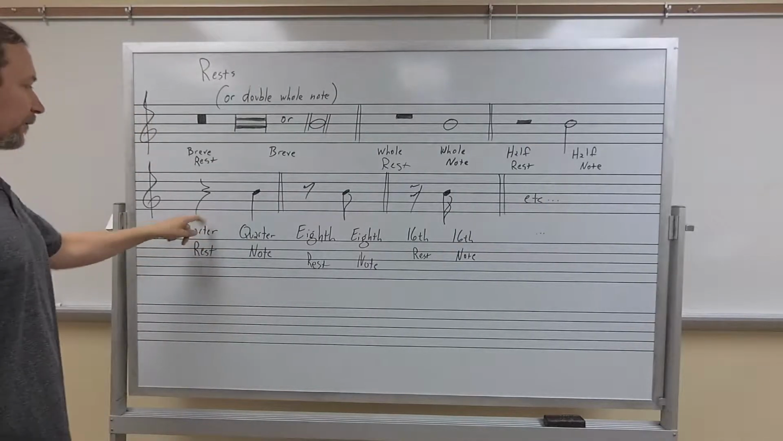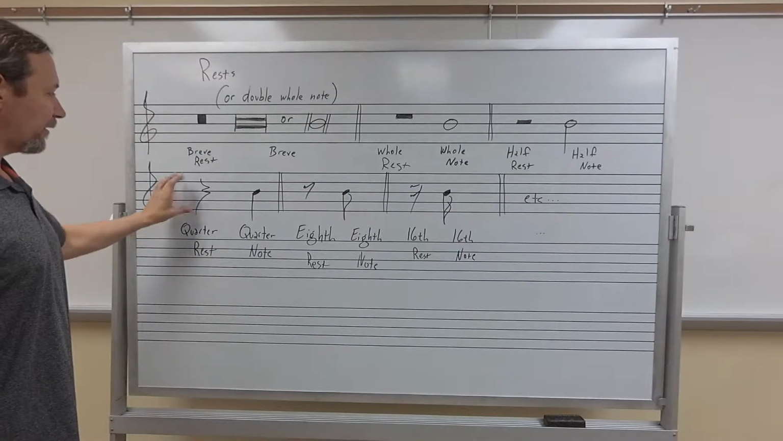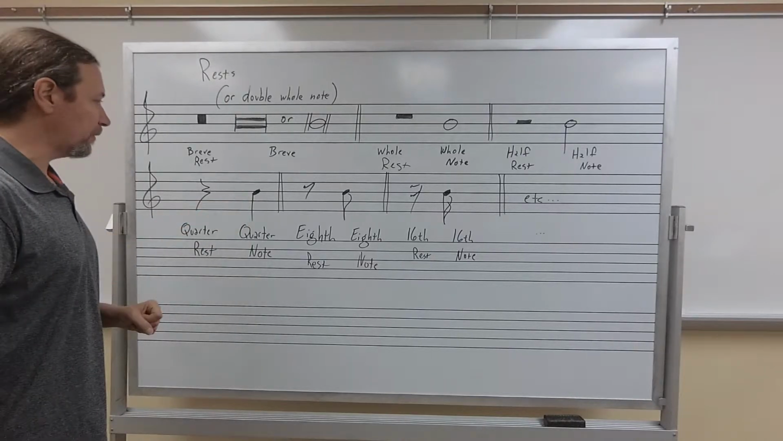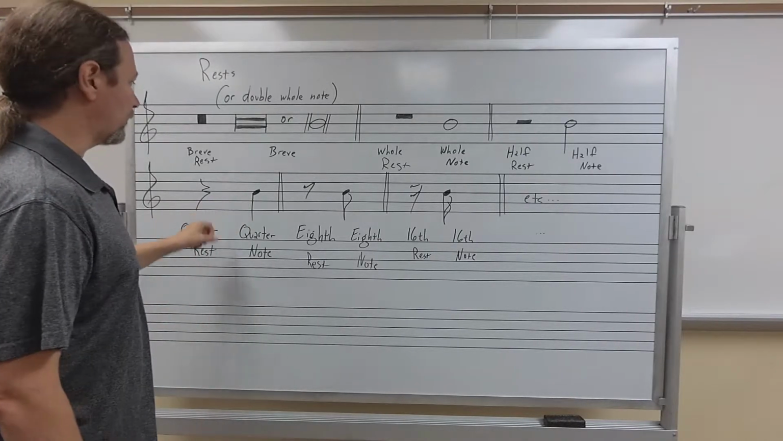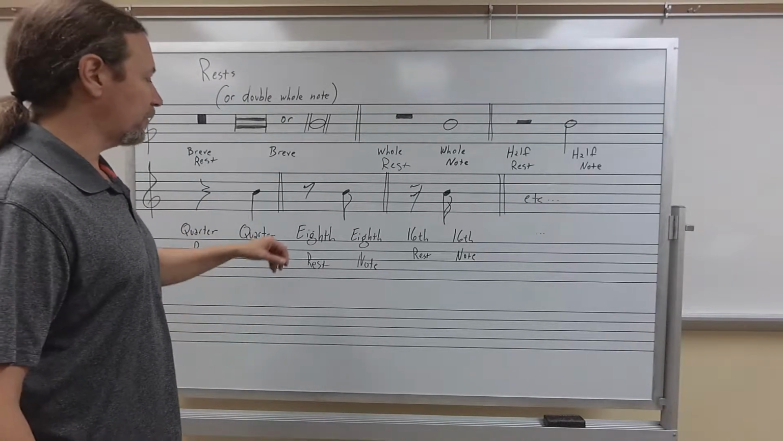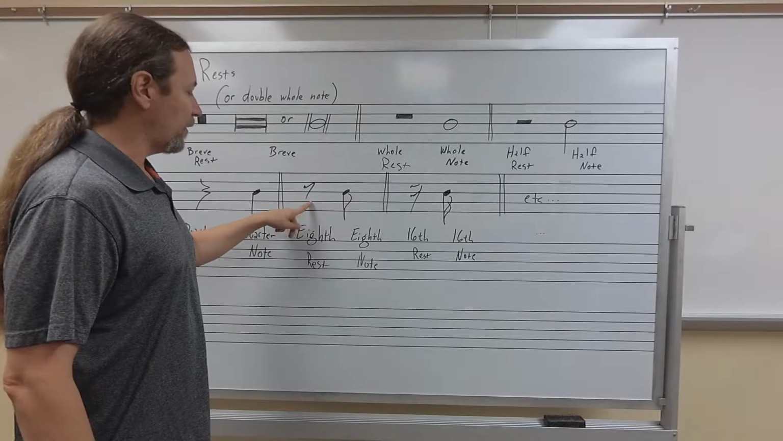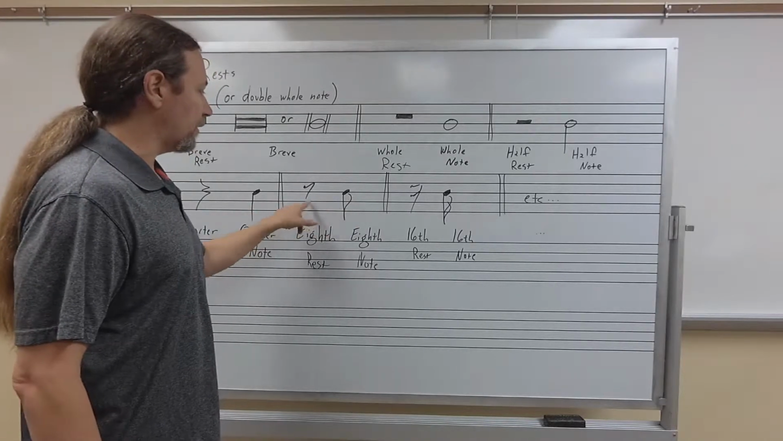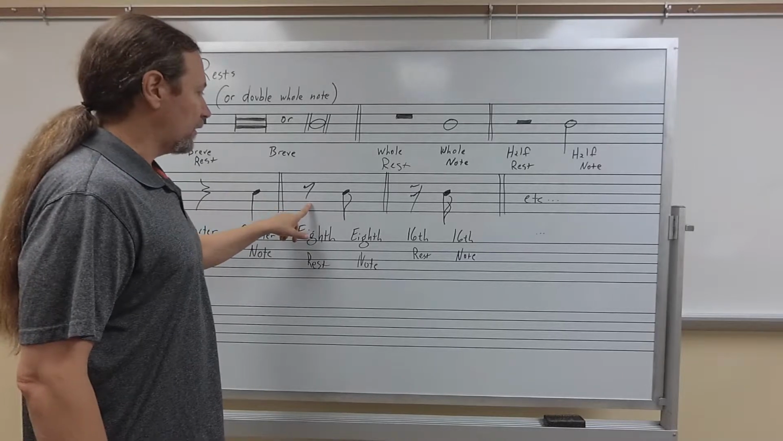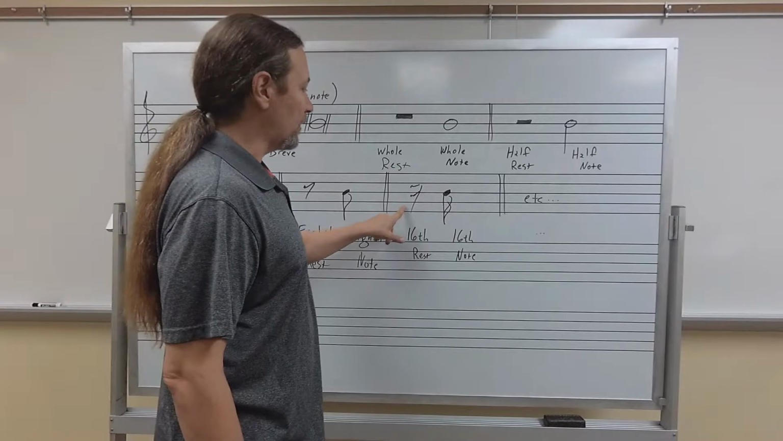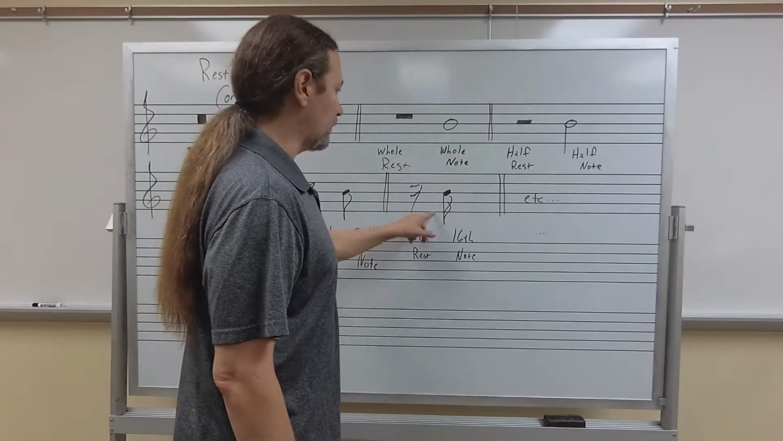Quarter rest, this is my version of it, looks like this and occupies essentially that middle of the staff area, the equivalent of a quarter note. So in 4/4 time, for instance, this is worth one beat of silence. The eighth rest, my version of it again, is just half of a beat in 4/4 time. And the equivalent eighth note, and then a 16th note rest, and a 16th note, and so on.